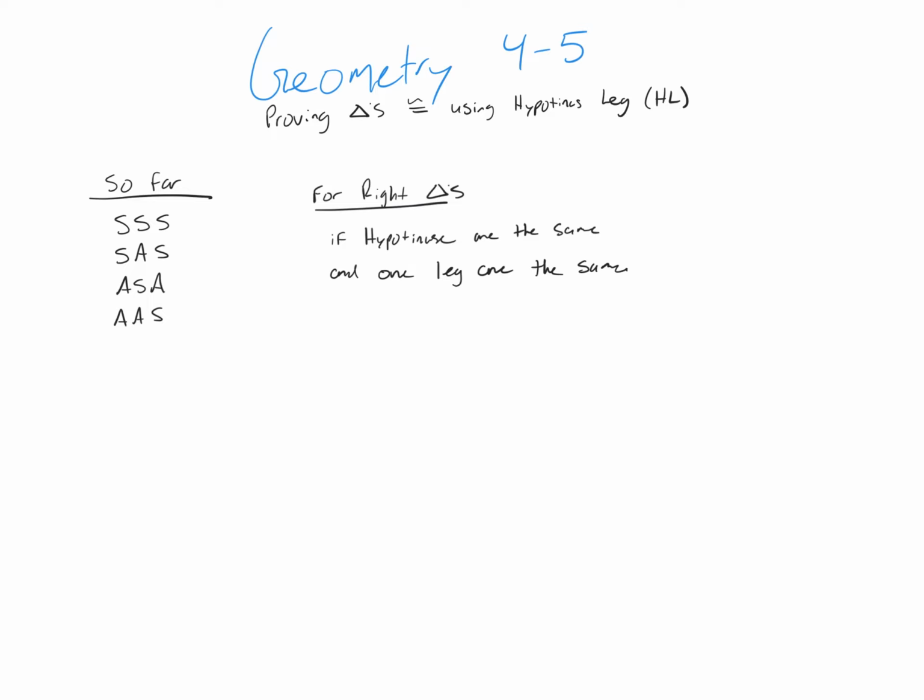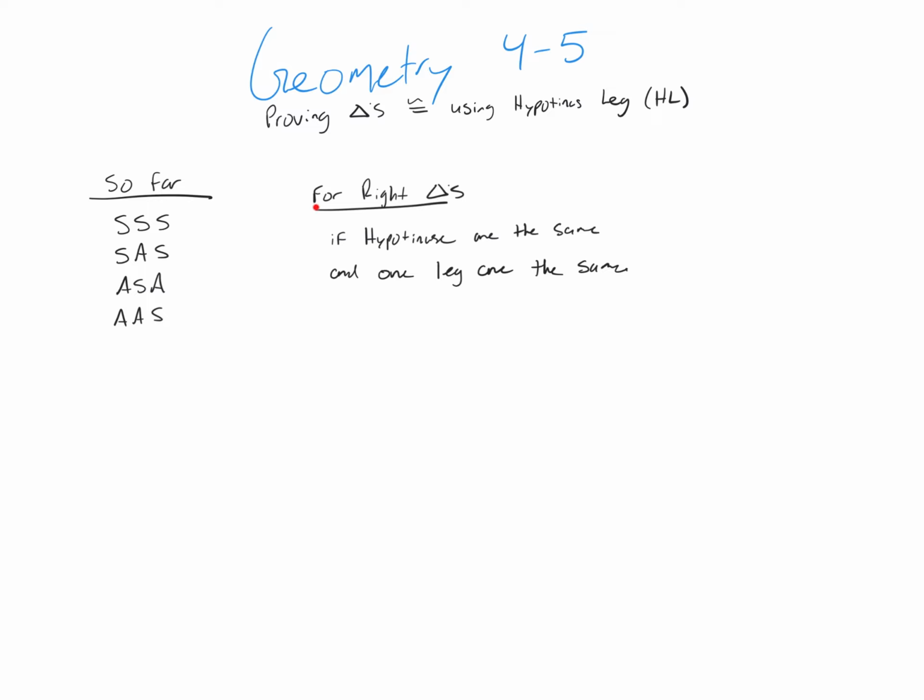What is up, geometry? Thus far, in proving triangles congruent, we have been using side, side, side, side, angle, side, angle, side, as well as angle, angle, side. But today, in 5.4, we're going to be proving that triangles are congruent using hypotenuse leg, or HL. So it's one more tool to put in our tool belt.